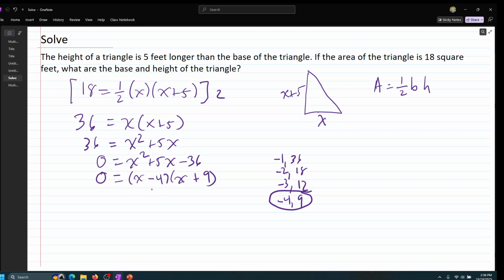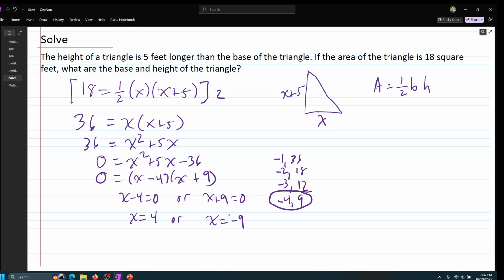Now we have this factored and we have the product of two binomials equal to 0. So by the zero product property, one of the factors has to equal 0. So either x minus 4 is 0 or x plus 9 is 0. Solving for x in each equation, for the first equation we'd add 4 to both sides, so we get x equals 4. For the second equation we subtract 9 from both sides, so we get x equals negative 9.